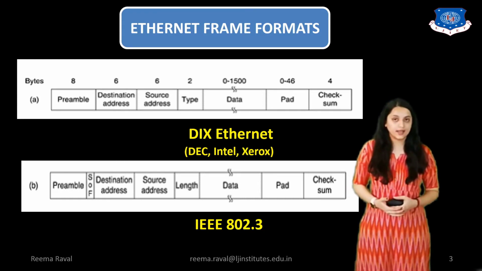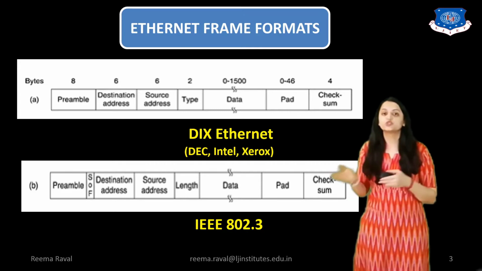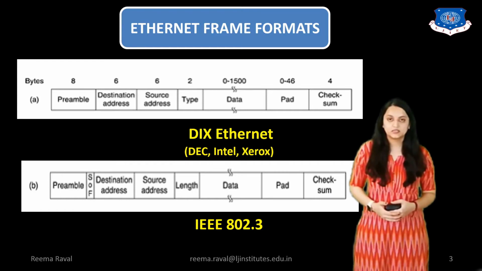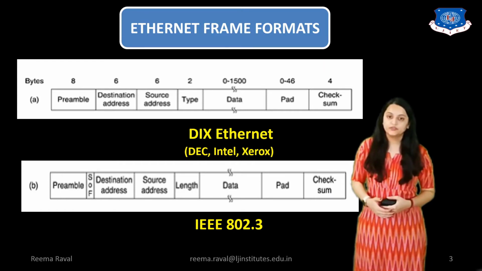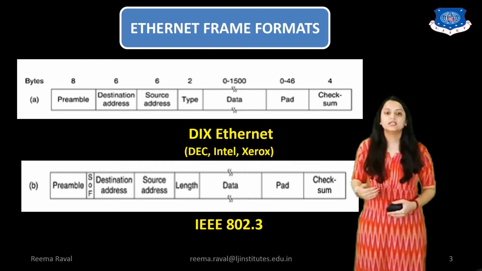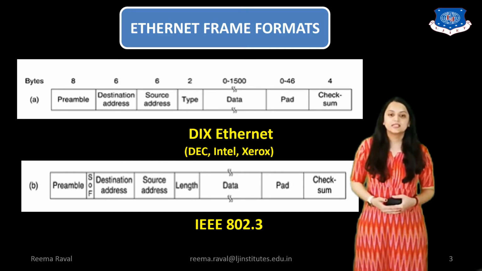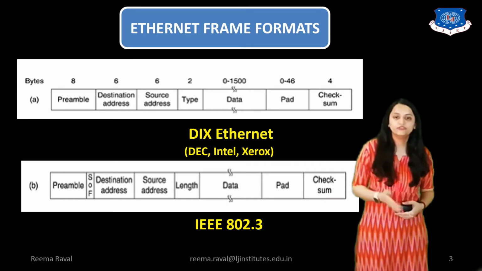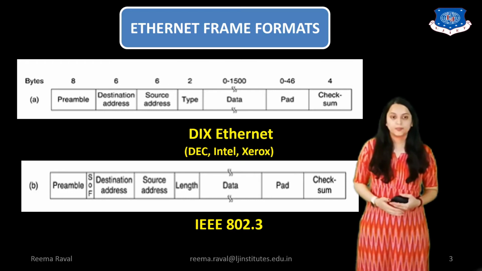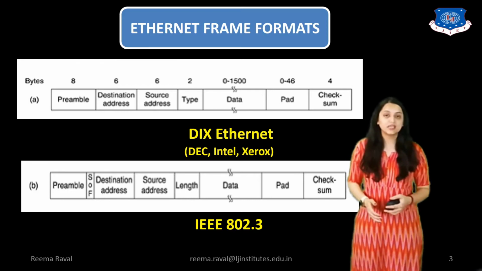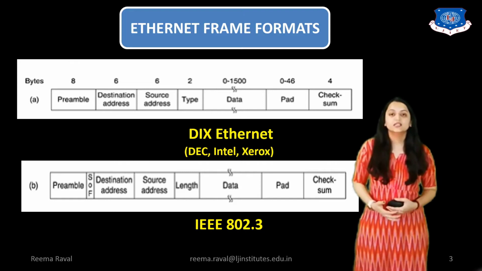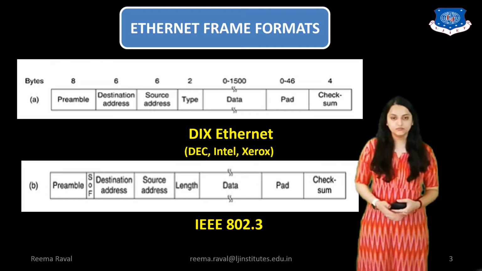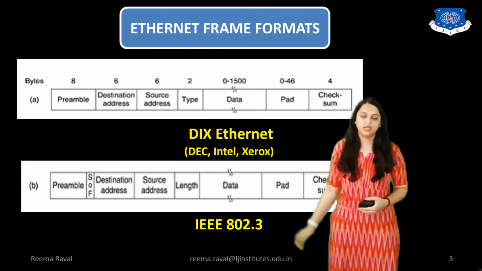Next is source address field, that means from where the data is to be sent. That address is here, which is of 6 bytes. Next field is type field, which is of 2 bytes. This indicates the type of the Ethernet frame. Next is data field, which is of variable size, which is 0 to 1500 bytes. This field is variable because the data which is to be sent is not fixed all the time. Rather, it depends on the data transmission. So this is made variable. So this sign indicates that the data is variable.